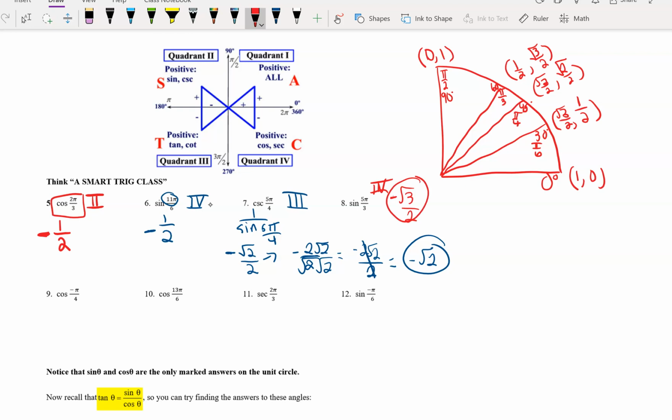If you guys want to, go ahead and pause the video and try the next few on your own. See if you can figure them out without looking at the full unit circle, just looking at the first quadrant of the unit circle.